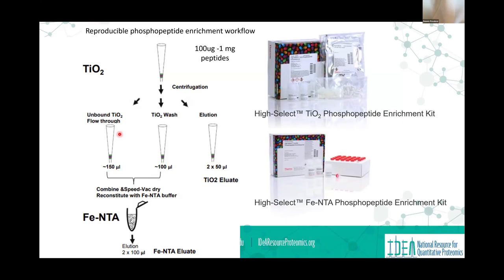And people ask all the time, you're separating these, why don't you analyze them separately? Because some peptides, half will bind to the titanium, half will bind to the iron. So if we analyze those separately, the abundance of those peptides is half in each sample. If we combine them together, now there's more peptide.